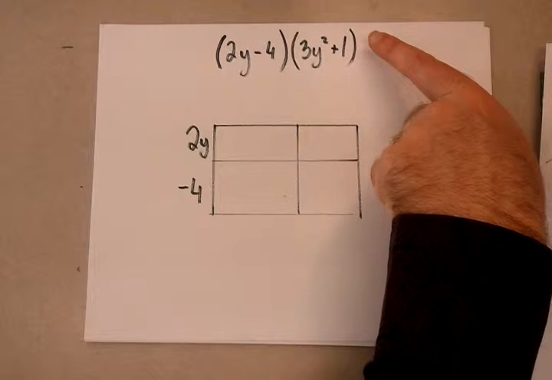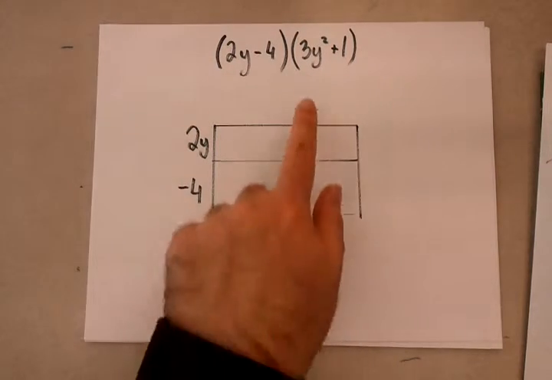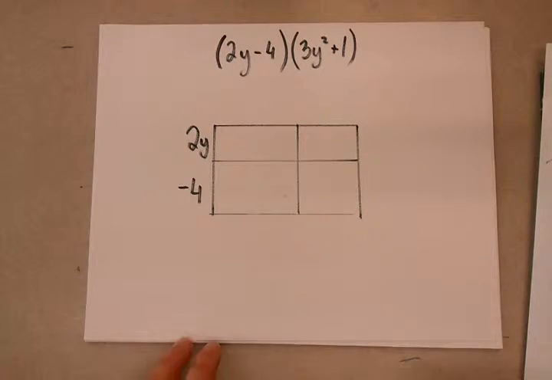Then you write your second polynomial on the top. Again, the highest degree monomial goes first. That would be our 3y squared because it's a second degree monomial.